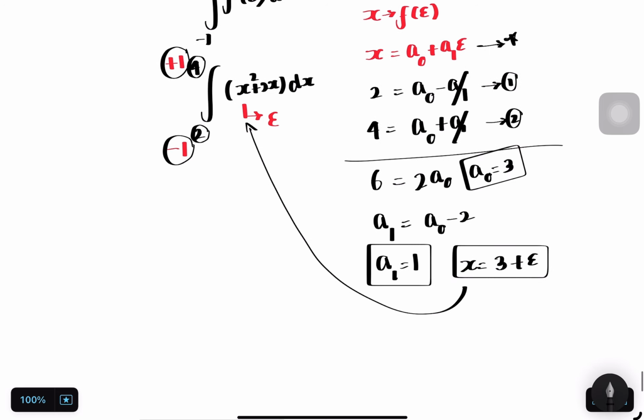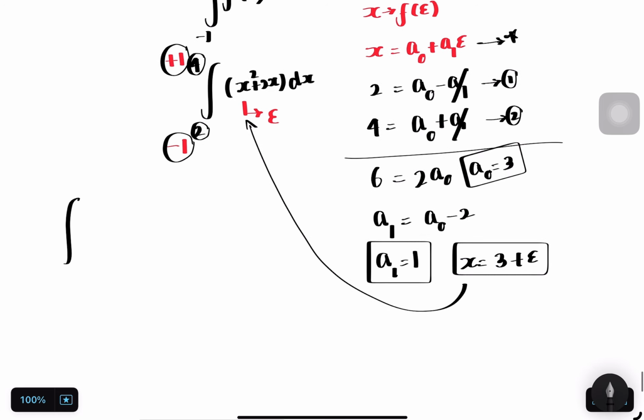So let me do that. It is going to be from -1 to +1. The value of x is going to be 3 plus epsilon, the whole square, plus 2 into the value of x, which is 3 plus epsilon.